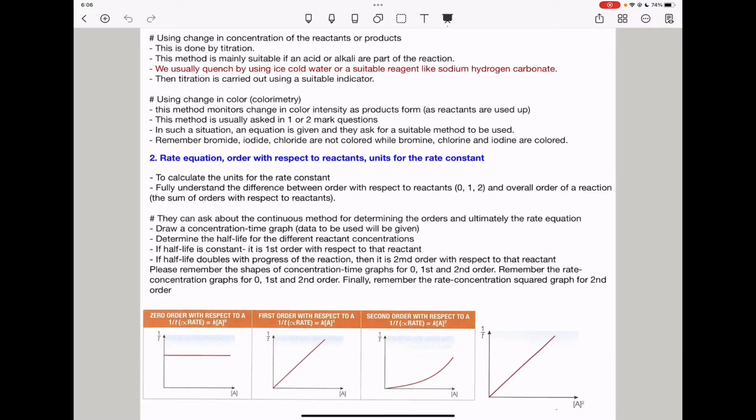So on this note, you need to remember the shapes of concentration time graphs of 0 order, first order, and second order. You also need to remember the rate concentration graphs with respect to a reactant that is first order, 0 order, or second order. Finally, you need to know the rate against concentration squared graph. This is the graph I'm talking about. This is a rate versus concentration squared, and this is going to be a straight line through the origin.